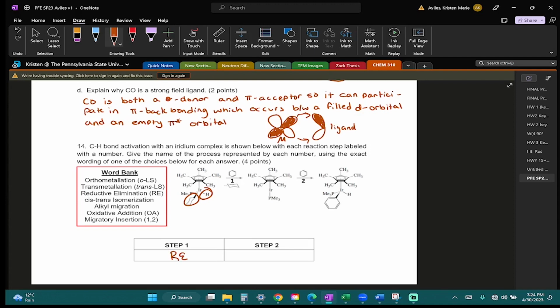Now in the second step, what we notice is now we're gaining things. What do we gain here? Benzene and hydrogen. We gain 2 things, so what do we think this is? Oxidative addition. So oxidative addition, again, we're going to see a change in coordination number. Our coordination number is going to increase. We're also going to see a change in oxidation state.